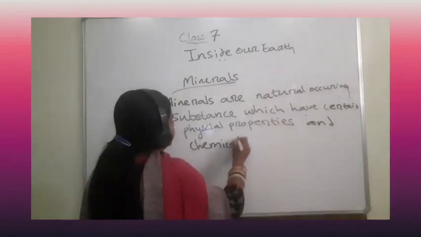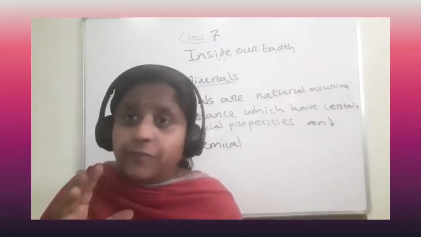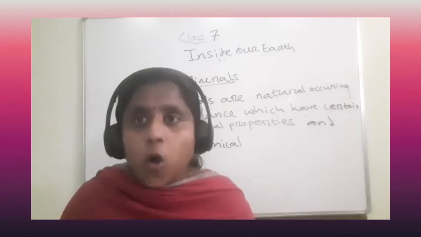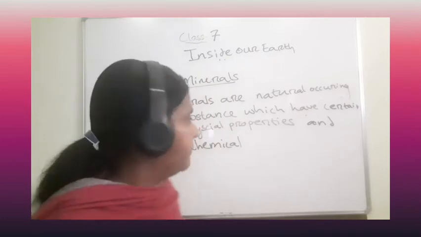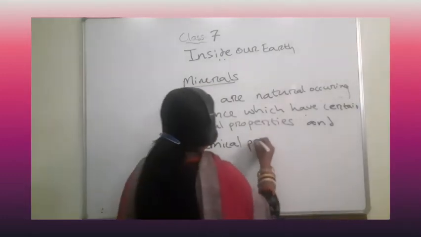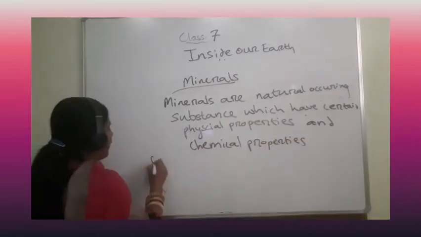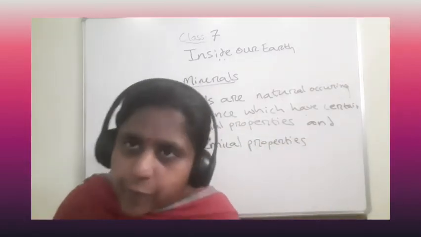How chemical properties? See, some minerals are combustible. That means they catch fire, they help in the fire, for the fuel. Like coal. Coal catches fire easily or not? Some are incombustible, which are definite chemical properties. Okay. Uses of minerals. Now understood, minerals are the substances which are obtained from nature.